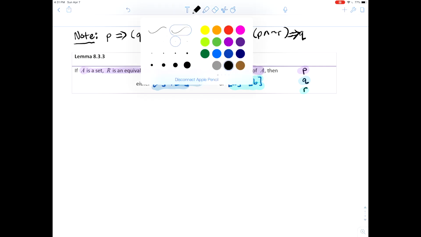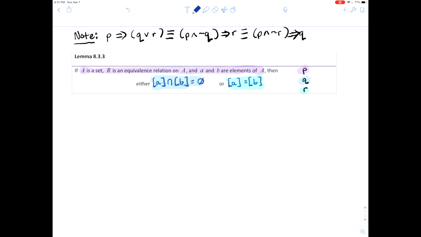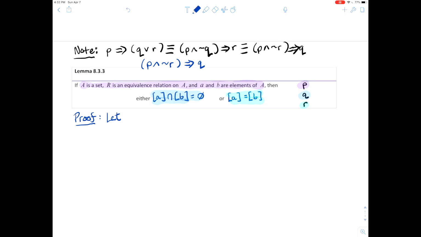So let's go ahead for our proof. We'll do the one where we're gonna focus on P and not R implies Q. Okay? So here we go. Proof. Let A be a set.